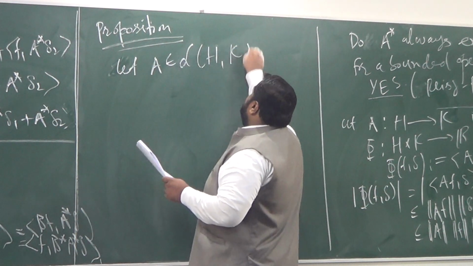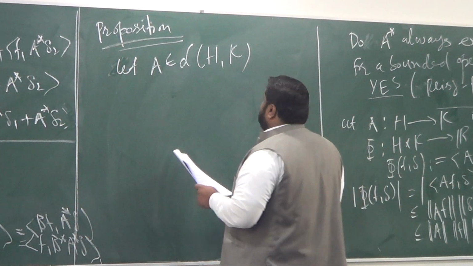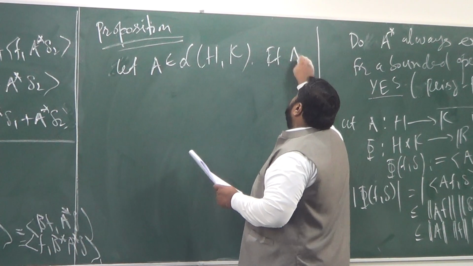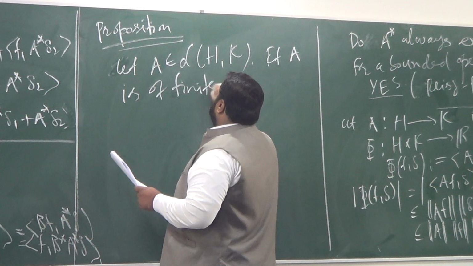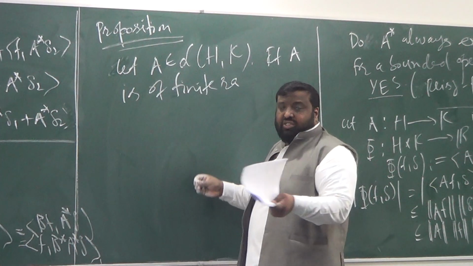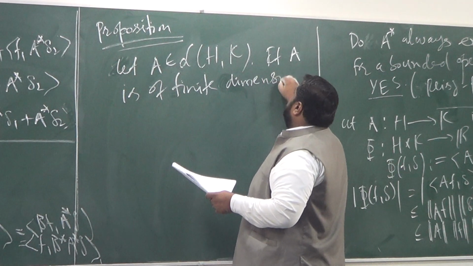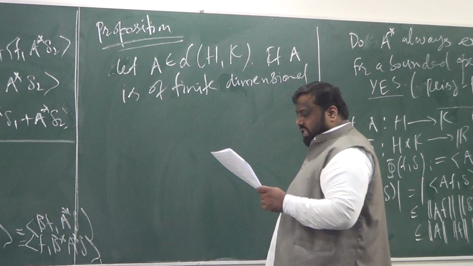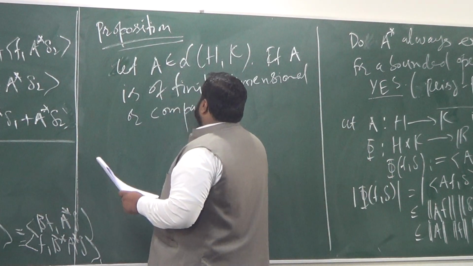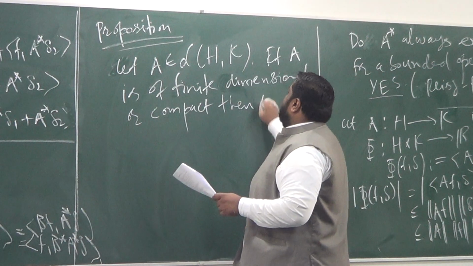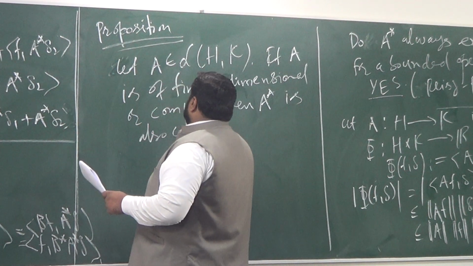So let A be an operator from H into K, where H and K are Hilbert spaces. If A is of finite rank, that is, finite dimensional, then A star is also compact.